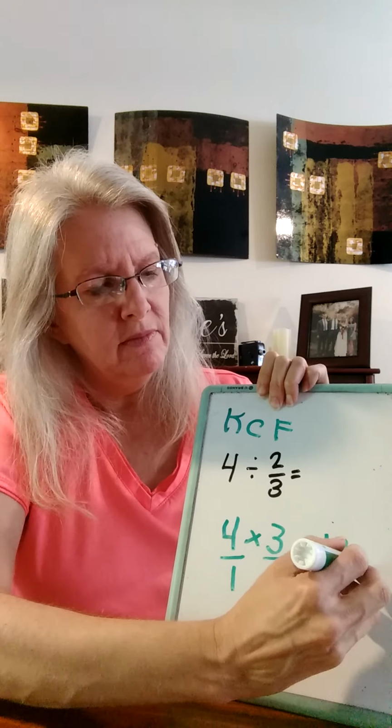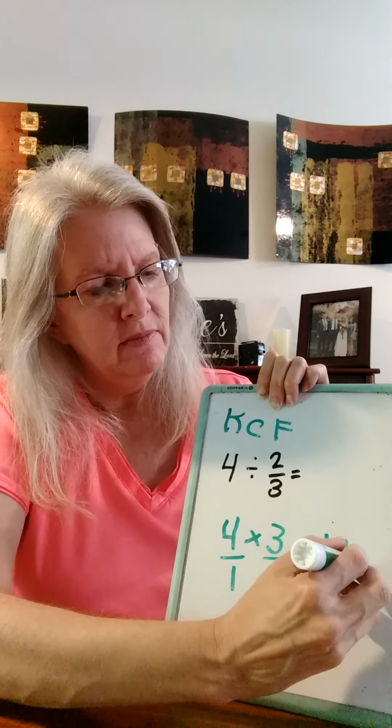Okay, again, remember, keep, change, flip. You keep the first number. Always keep the first number. So we're going to keep 6. I'm actually going to make it 6/1, but that's still 6. Keep the first number, change the sign, flip the last number. Notice 1/4 flips to be 4/1. And that gives us 24/1. If you remember that rule, keep, change, flip, you're going to be doing great.